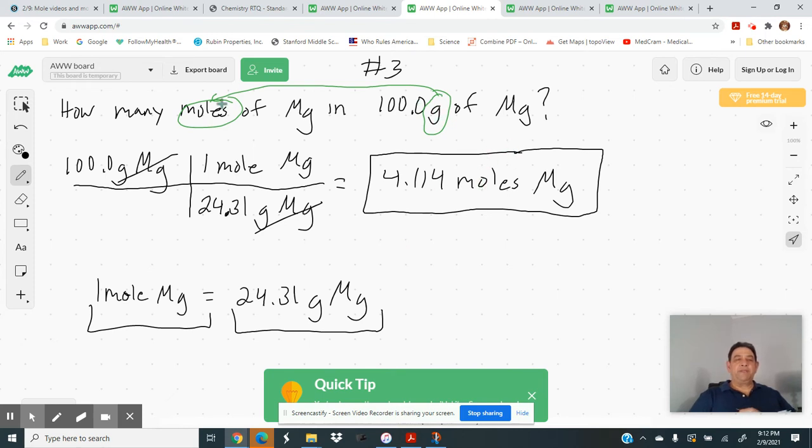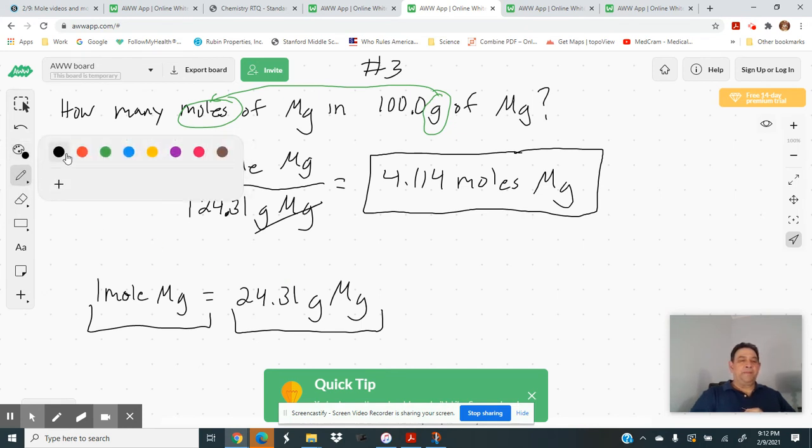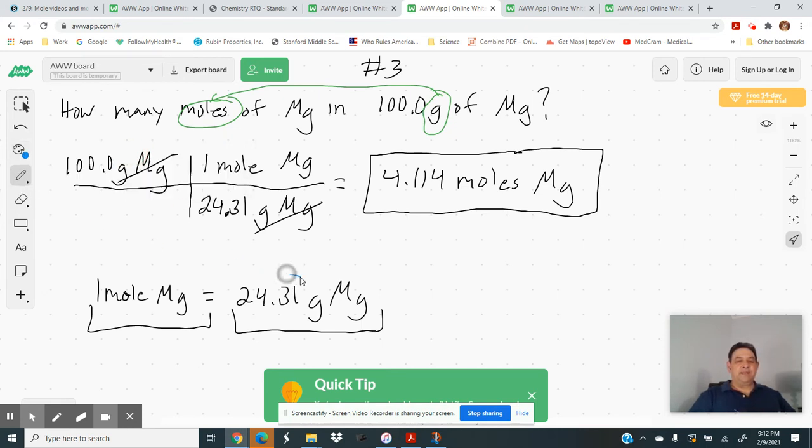So I wanted to turn grams to moles, so we needed the conversion factor that has grams and moles in it, which is the gram atomic mass. Remember that this number right here, the atomic mass, is what will be 1 mole for this element, magnesium. Why? Because that's the number on the periodic table for magnesium.